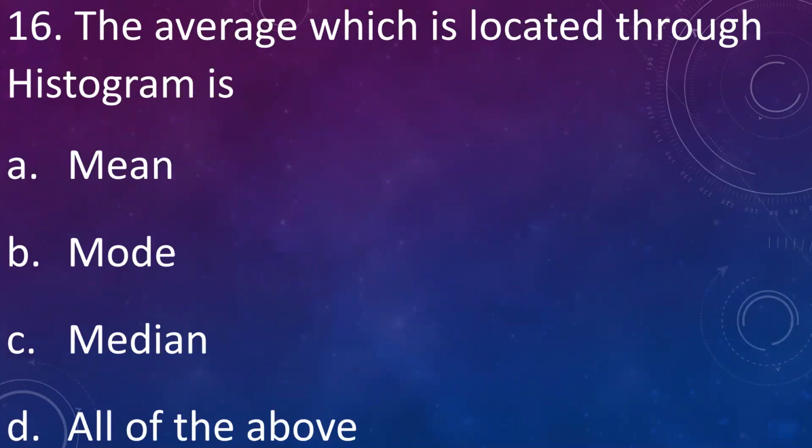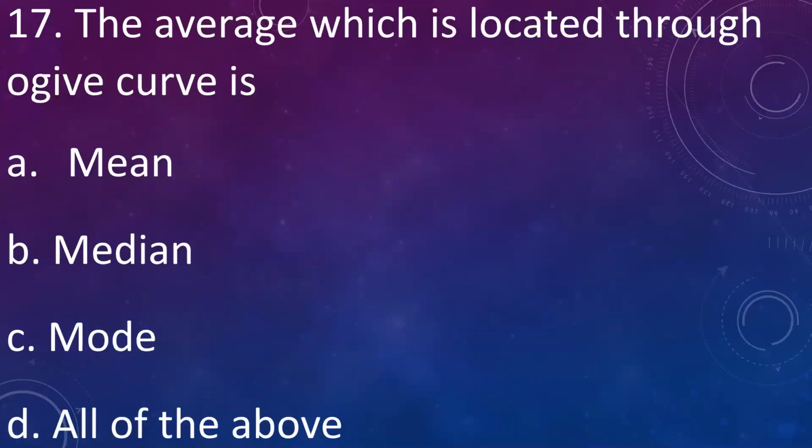Then the average which is located through histogram is A. Mean, B. Mode, C. Median, D. All of the above. Answer is mode. The higher length of histogram having highest value is the mode. So mode is located through the histogram.